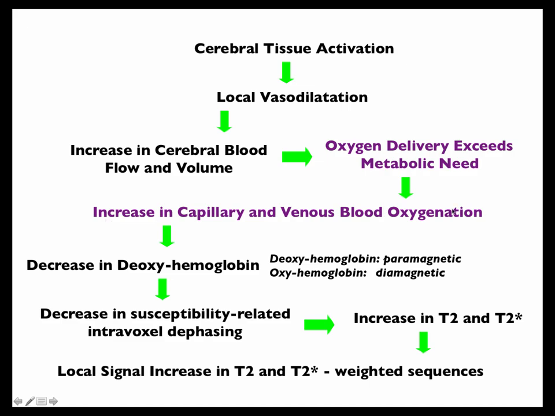And you have an increase in capillary and venous blood oxygenation. This leads to, or is related to, a decrease in deoxyhemoglobin. And that's the key. It just happened to be a fortunate thing in nature that hemoglobin, as I mentioned, is paramagnetic when it's deoxygenated. It's diamagnetic like the rest of tissue when it's oxygenated. So it's invisible when it's oxygenated. It becomes a dark dot when it's deoxygenated.